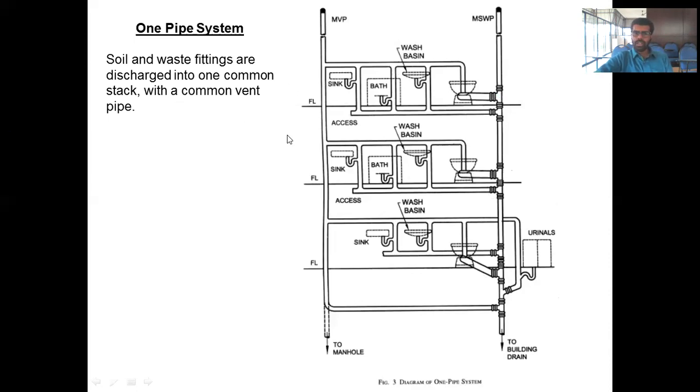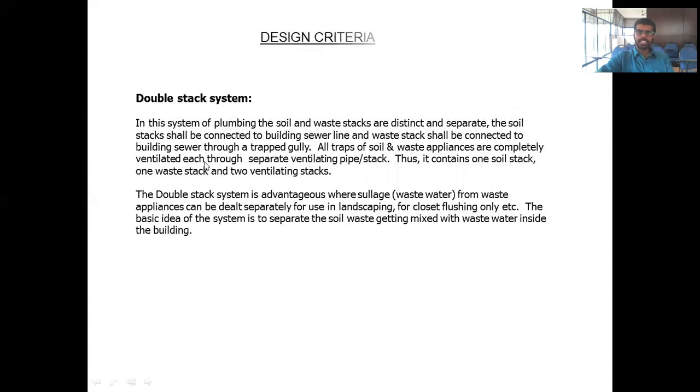So you have a common vent pipe, not a separate vent pipe. This is called the one pipe system. The drainage will be going to one stack, and the vent also will be a common vent. All this water will be collected and given to the building drain. Now, we heard about the single stack system and the double stack system.